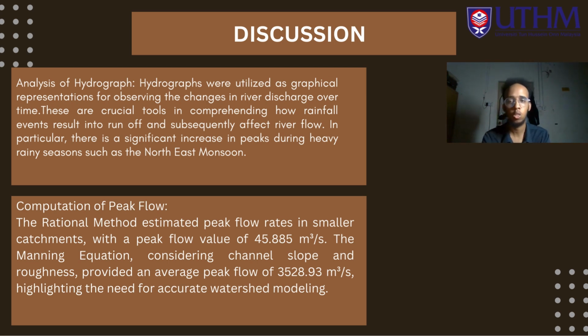Calculations of peak flow. The rational method estimated peak flow rates in a small catchment with a peak flow value of 45.5 meter cubic per second. The Manning equation, which considered channel slope and roughness, provided an average peak flow of 3,528.93 meter cubic per second, highlighting the need for accurate watershed modeling.